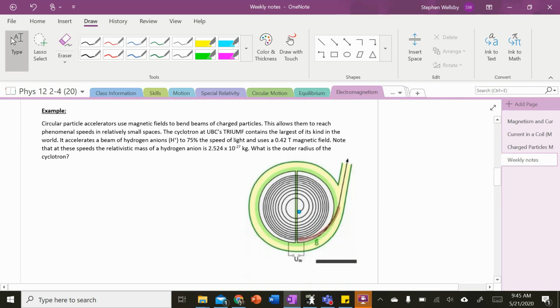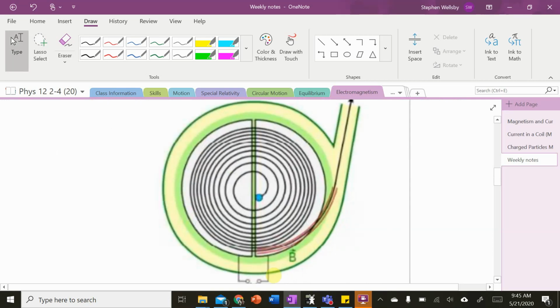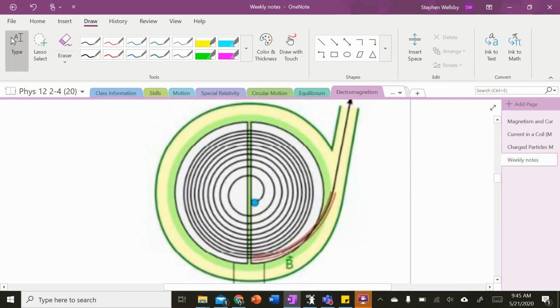So think of CERN in Geneva, Switzerland, or UBC TRIUMF. So this is a circular particle accelerator. They use magnetic fields to bend beams of charged particles. So what they do, and I'm actually going to zoom in a little bit here just to give you an idea of what's happening here, is between these two plates, these two parts here, these are called Ds because they're shaped like Ds. That should be an obvious one there. And in this area here, there's a magnetic field.